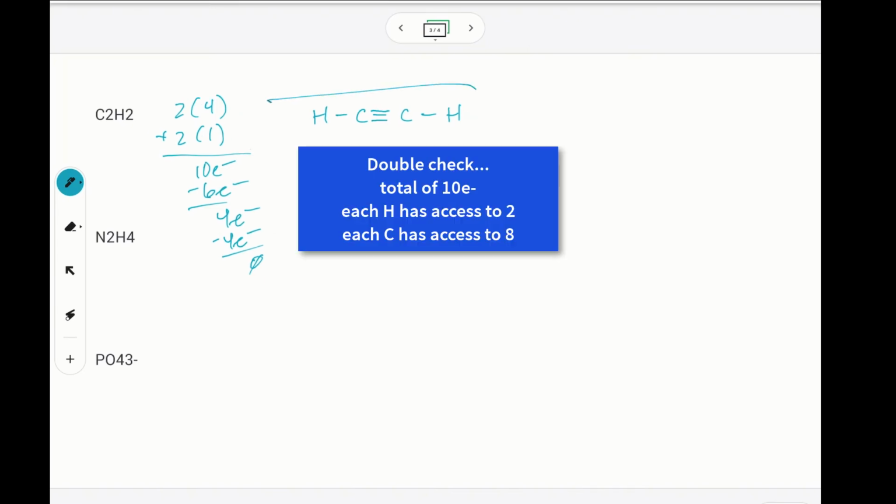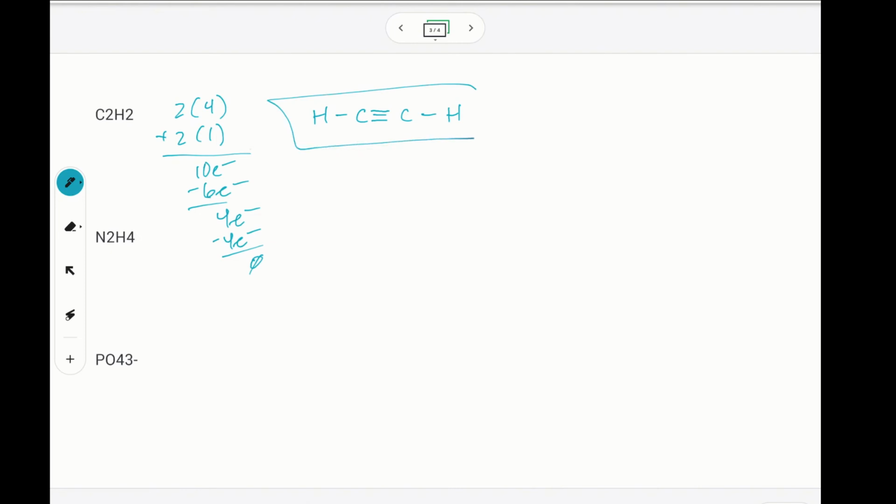The perk of drawing them all out first and then adding in the multiple bonds is you won't exceed your number of electrons, right? Which is sort of the temptation when you don't have enough, right?